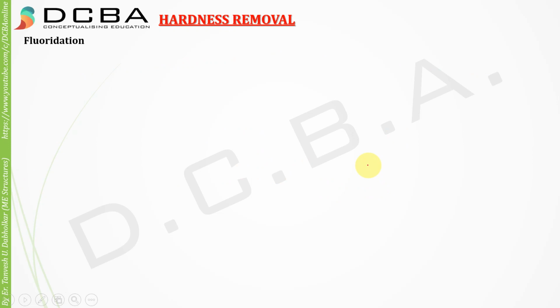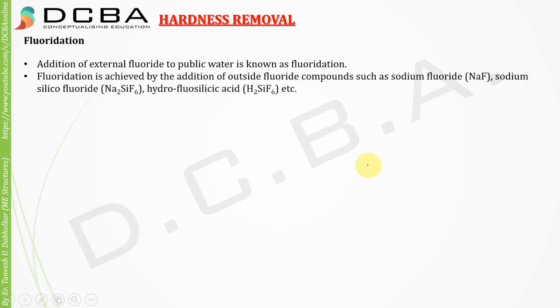Fluoridation. Fluoridation is nothing but addition of fluorine to the water. Fluorine, as I had told you in the very beginning of this water supply engineering, is used to prevent mottling of teeth, and it is good for the health of the teeth. So some fluorine is required in the public water. If it is not there, we need to add it. That is called fluoridation.